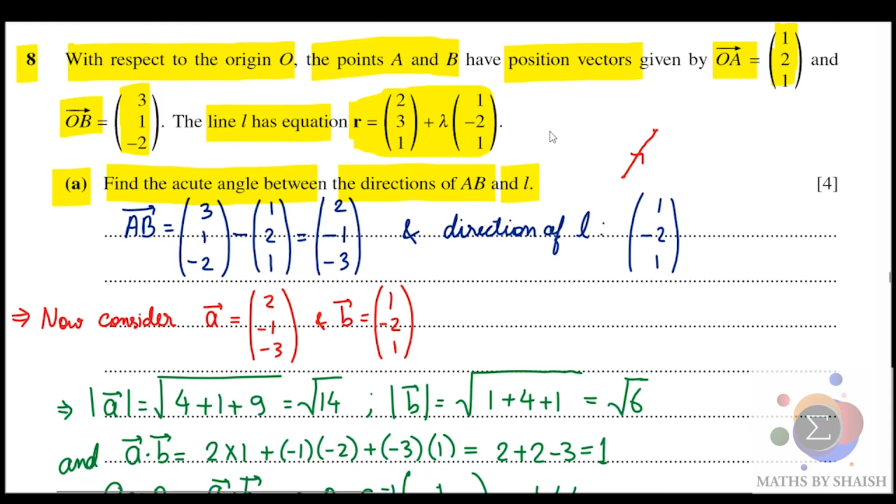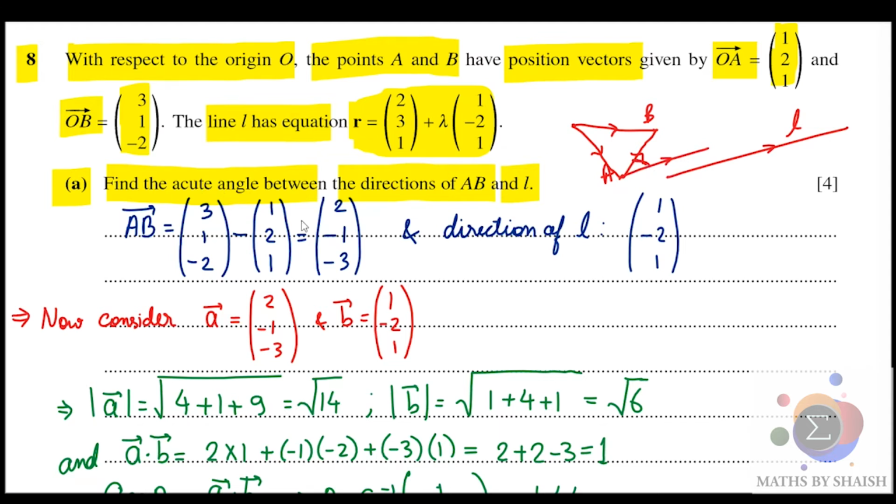So we can say, AB. We have, let's say, A here, B here, and O somewhere here, and we can see that this is OA and this is OB. So this is the direction of AB. This is the vector AB, and let's say the line is somewhere here, and since we have the direction vector of the line (1, -2, 1), we can take this as the direction vector. So we need to find this acute angle.